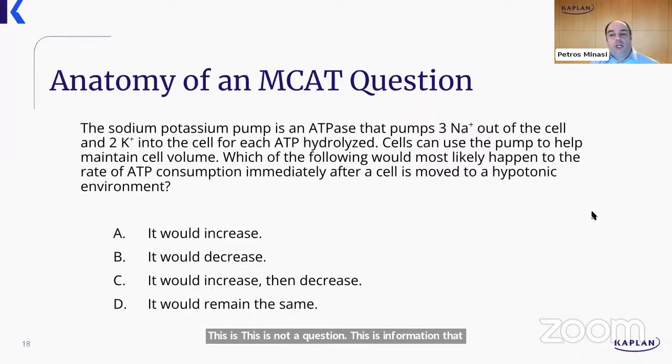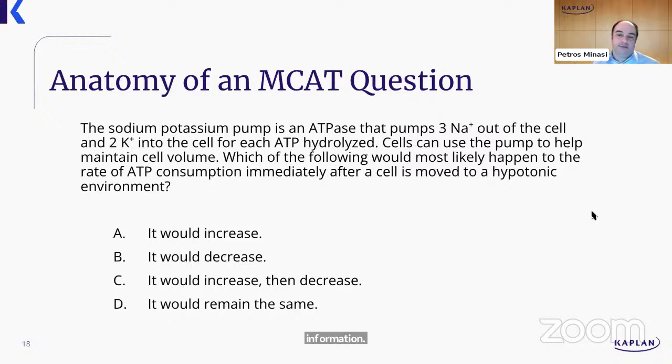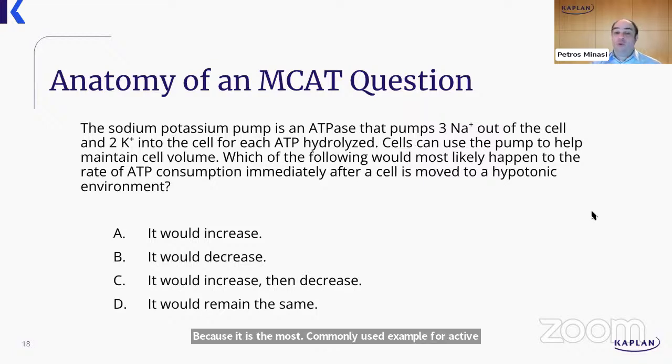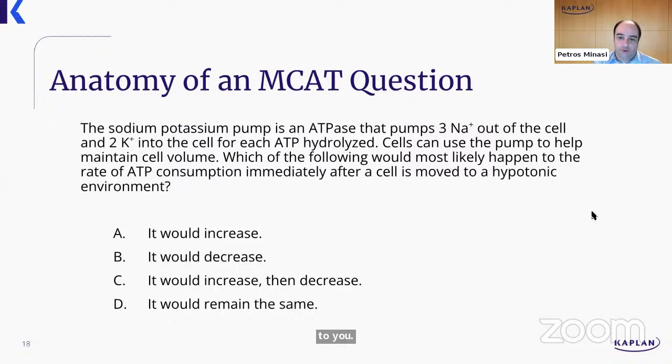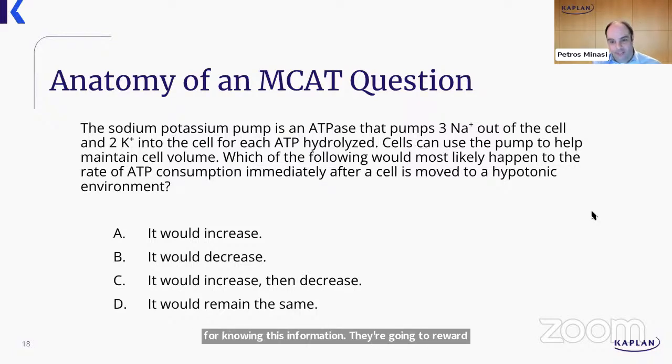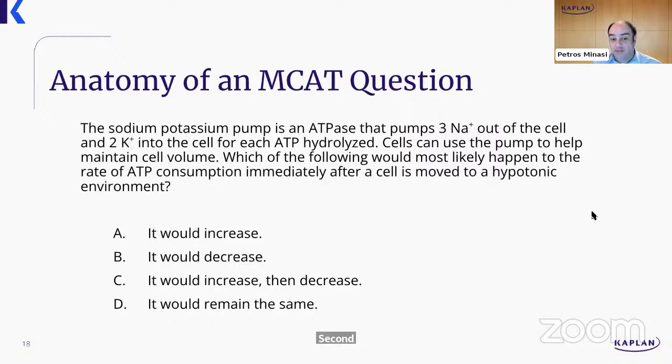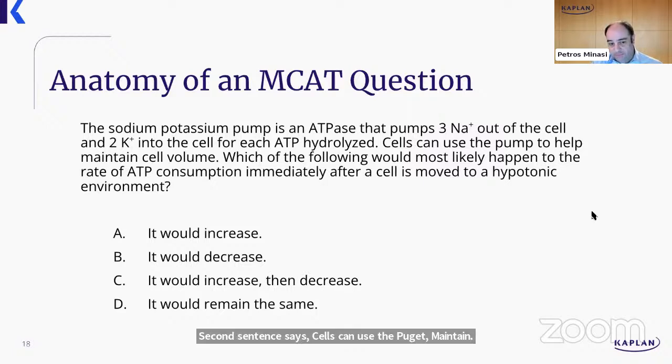You probably already know this information because it is the most commonly used example for active transport in introductory bio textbooks. But if you have forgotten it, at least they told that information to you. What that means, though, is they're not going to reward you for knowing this information. They're going to reward you for being able to use this information. Second sentence says, cells can use the pump to help maintain cell volume. Again, they haven't asked you a question. They've maybe given you some new information, but again, we have to go further.